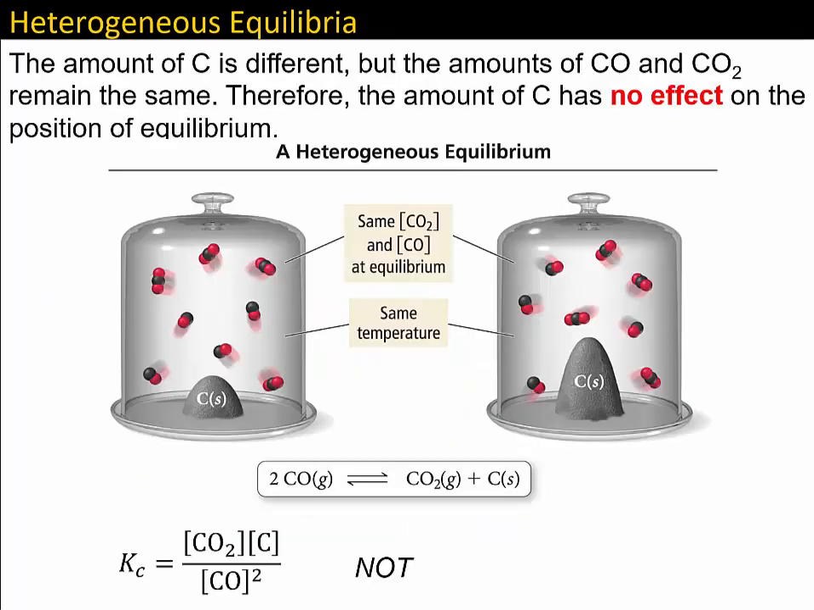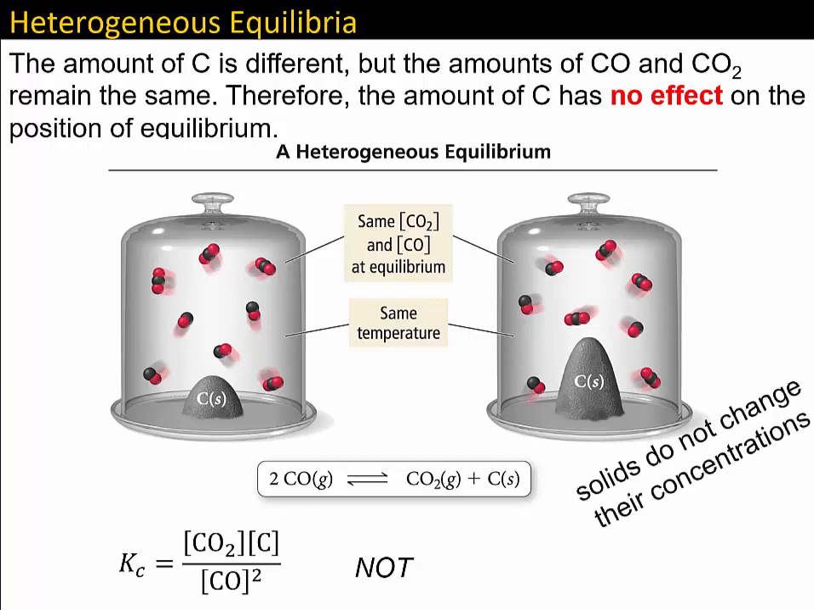All right, so let's look at an example where I've got two bell jars, one with a small amount of carbon on the bottom and the other with a bigger amount of carbon at the bottom. As our reaction goes forward, from CO2 forming CO and some carbon, the amount of carbon dioxide is the same, and the amount of carbon monoxide is the same at both equilibria. They're at the same temperature, so our value of K is going to be the same. So we're not going to write it as this, where the carbon shows up as a product.